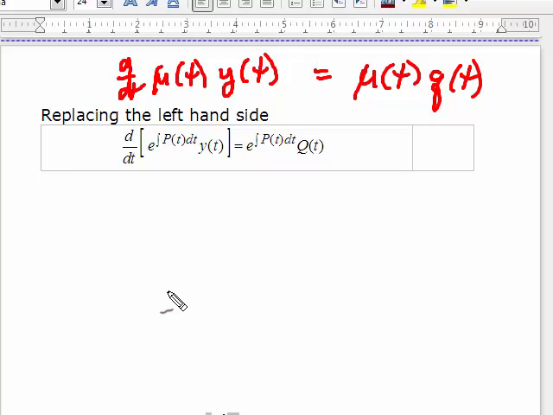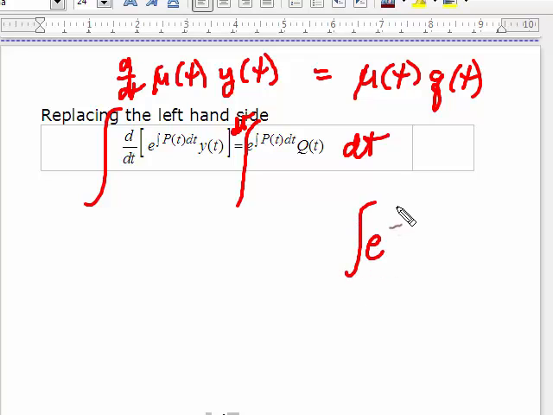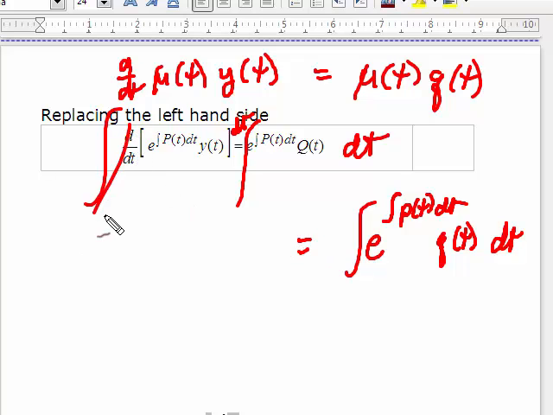Now I'm going to take the integral with respect to time. So I integrate this. I have to sneak in a dt here. This is integrated with respect to time. Okay, the right hand side I can do nothing about. I'm just going to write it e to the integral of p of t dt times q of t dt. But what about the left hand side? Again, by the fundamental theorem of calculus, I have a derivative. I'm taking the integral of it. I'm going to end up with it. It's really just inverses, y of t.